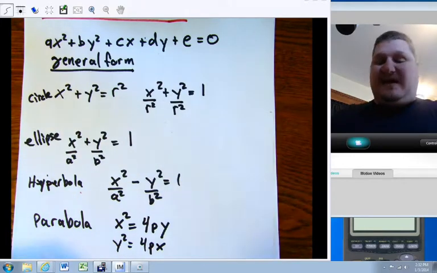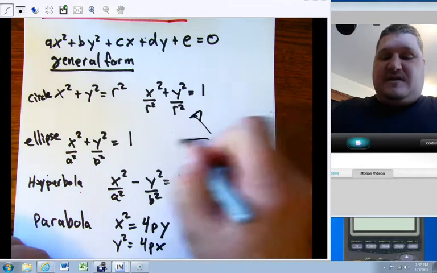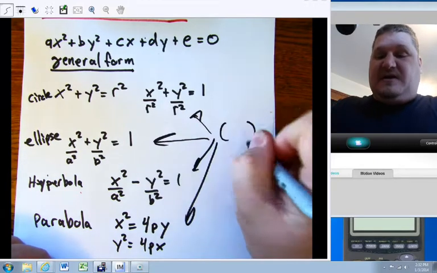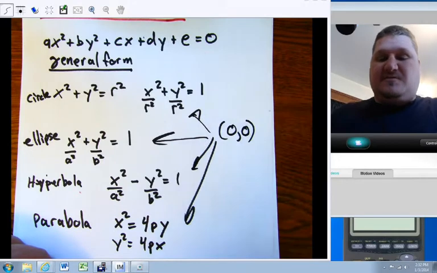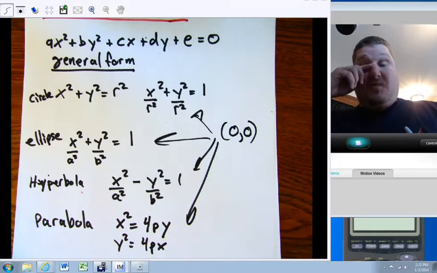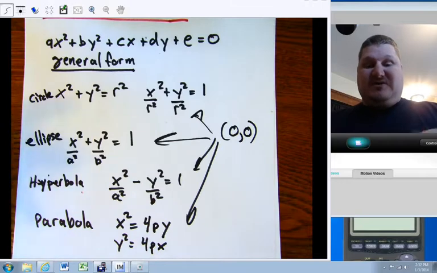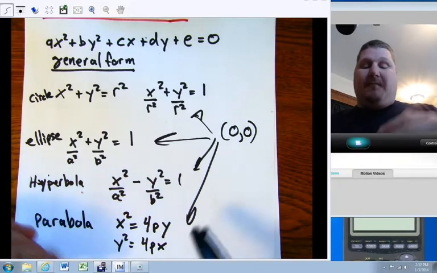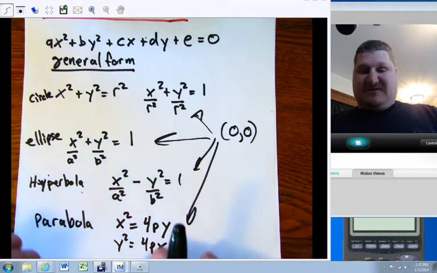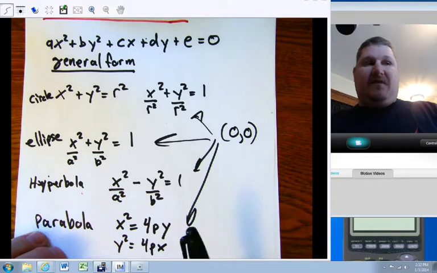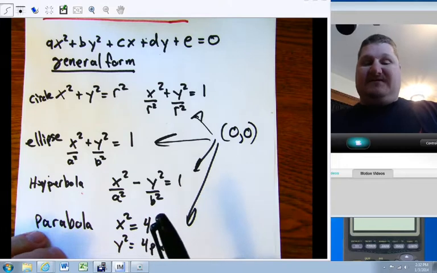Now, at this point, all four of these equations have their key point at 0, 0. We don't always want a key point at 0, 0, so we need to adjust it. Just like we adjust horizontally or vertically using a minus or a plus with the x when we're talking about the previous graphs we've dealt with, we're going to do exactly the same thing with our conics.